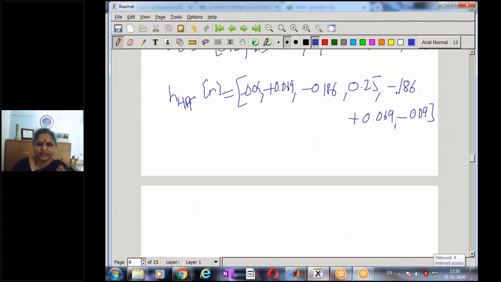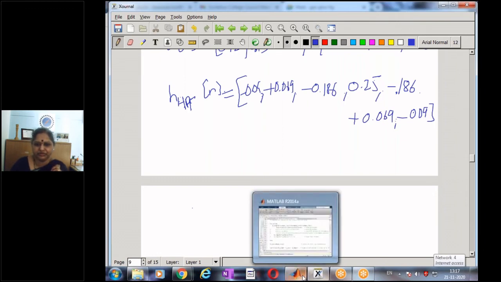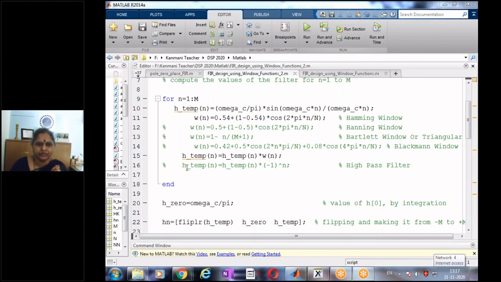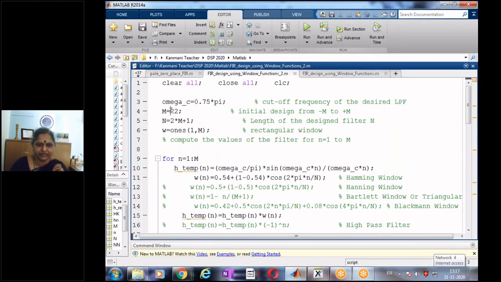Let us see the high pass filter that we have designed for a cutoff of 0.75 pi. Let's have a look at the program. I have the length of my filter as, say, only 3, so m is 3 and n is 7. My omega c is actually 0.25 pi, because my high pass cutoff is 0.75 pi, but for low pass it becomes pi minus 0.75 pi, that is 0.25 pi.